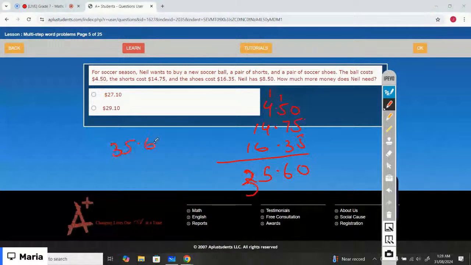So 35.60 take away 8.50. That is 0, then 15 take away 8 is 7. So $27.10 is still needed to buy these things, right? The correct option is 27.10.